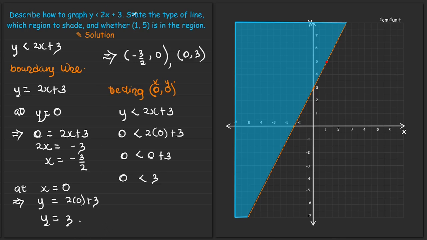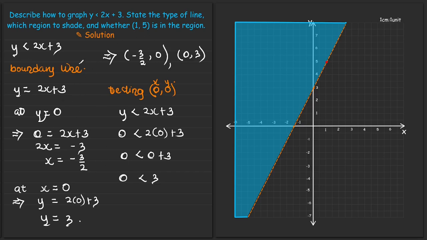If it was or equal to, then we can say any point on the line is part of the solution. But with dashed lines, any point on the line is not part of the solution. You see, so with that, we are done with our solution. They say you describe how to graph this line. The description was done as we were doing all of this.